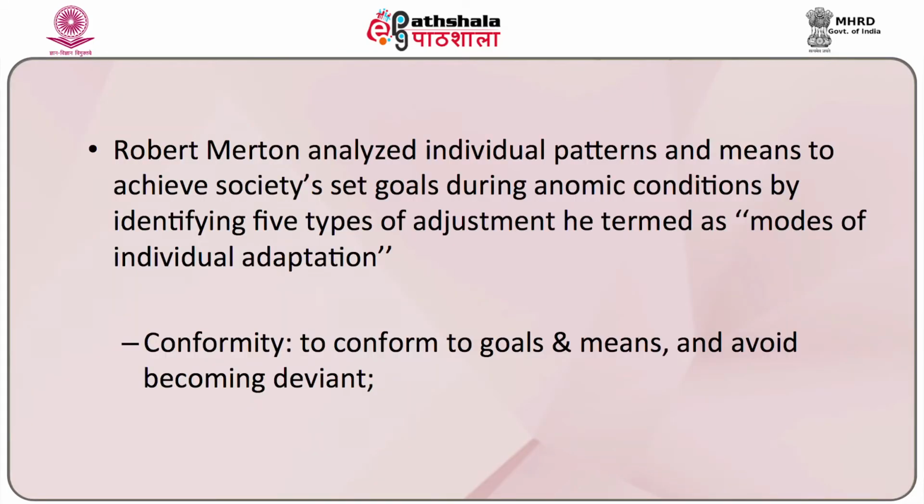Restraint Theory is associated mainly with the work of Robert Merton, who analyzed the individual patterns and means to achieve society's set goals during anomic conditions by identifying 5 types of adjustments. Merton refers to these 5 types of adjustments to anomic conditions as modes of individual adaptation. 1. Conformity. Conformity is to conform to goals and means and avoid becoming deviant. This is the most common response to strain in every society.